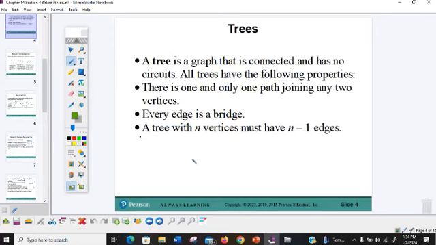In this section, we're going to learn about trees. A tree is a graph that is connected. It has no circuits. All trees have the following properties. There's only one path joining any two vertices.